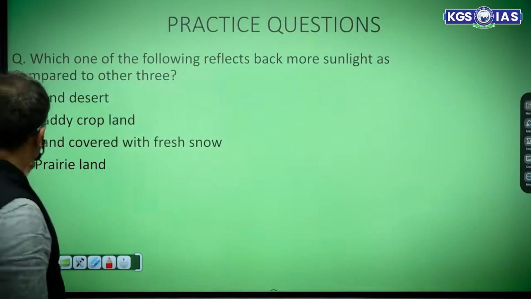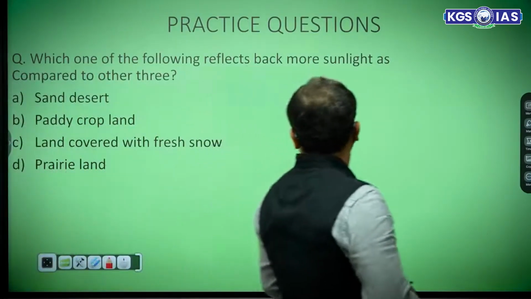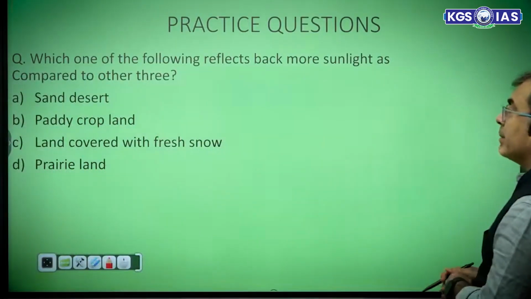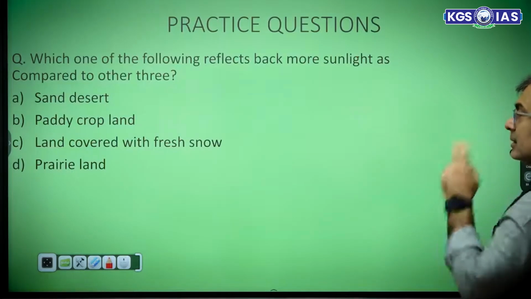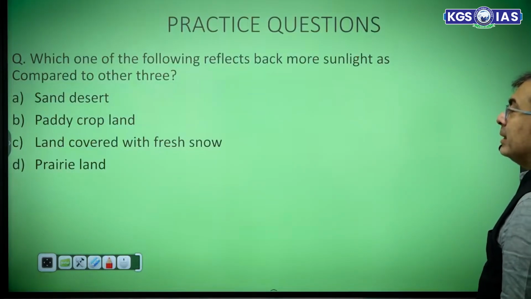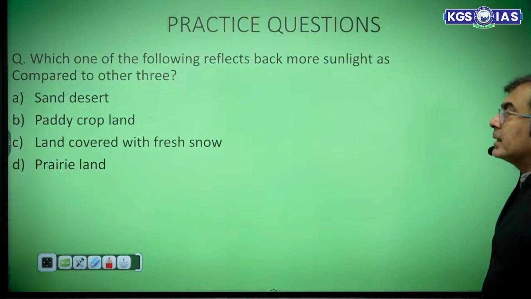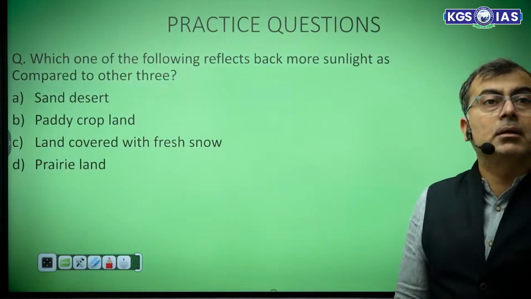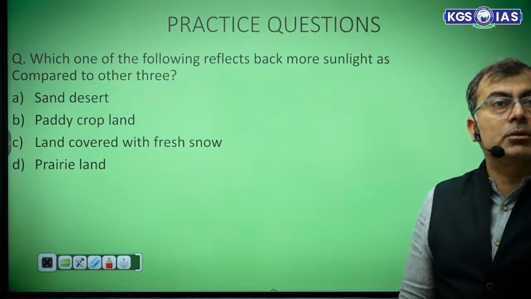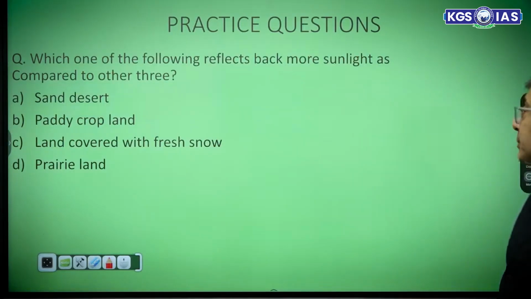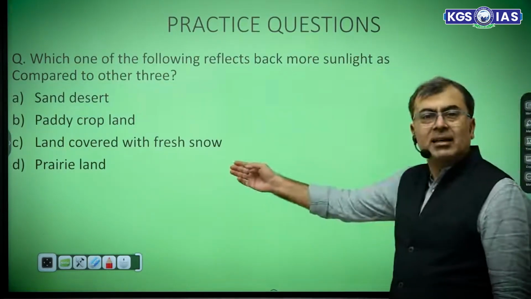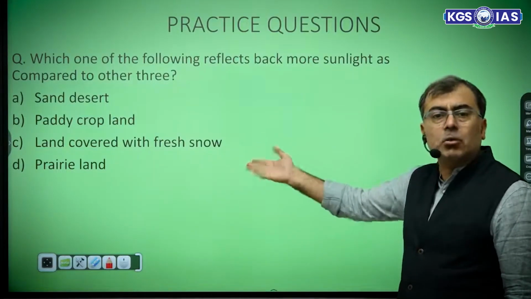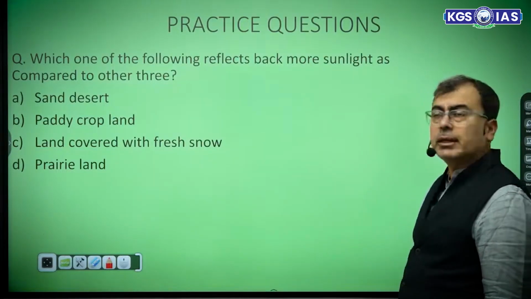Albedo. What is the answer to this? Which of the following reflects back more sunlight compared to the other three? Sand desert, paddy crop, land covered with snow, or prairie land? Tell me quickly. Very good. You are understanding. So see, fresh snow has the maximum. We are killing fresh snow. Fresh snow is getting destroyed.